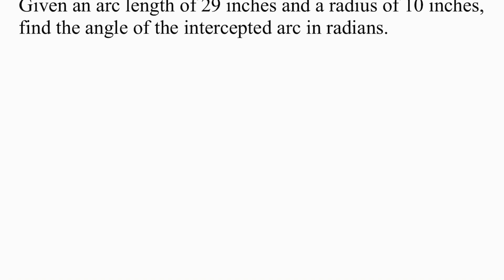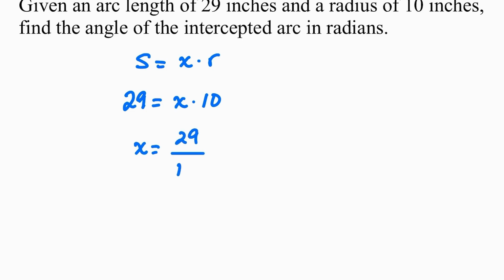So here's another problem where we're given an arc length, the radius, and they're asking us to find the angle of the intercepted arc, which is the radian measure. So again, the formula that we need to memorize is the arc length is the radian, which we don't know, times the radius. Well, they gave us the arc length is 29. We don't know the radian measure, but we know the radius. So we divide both sides by 10 and get 29/10.